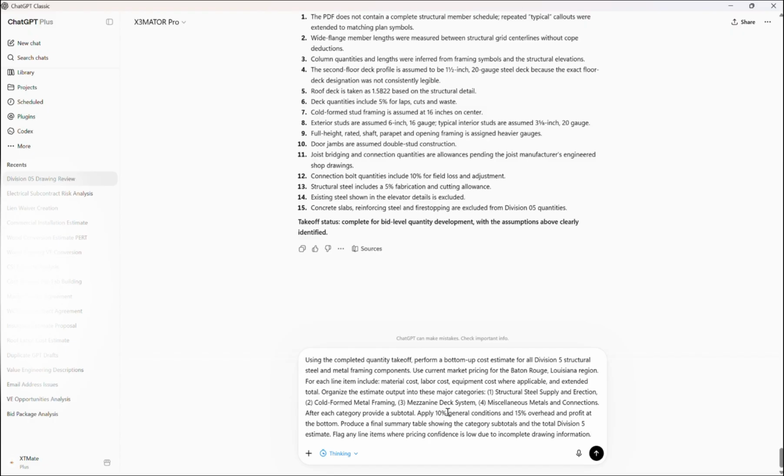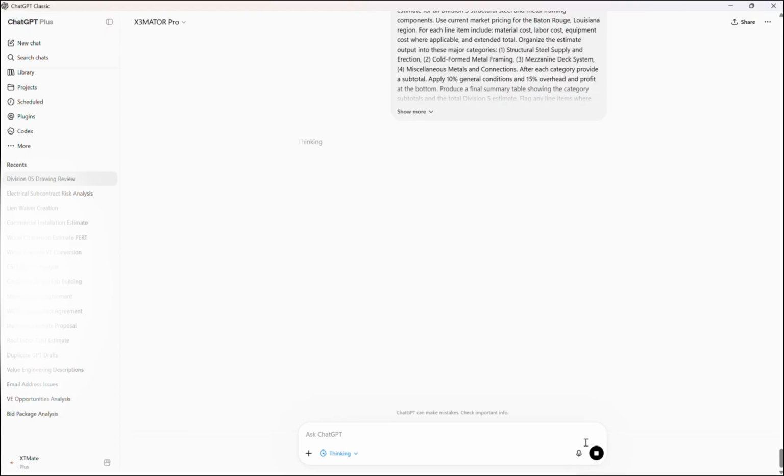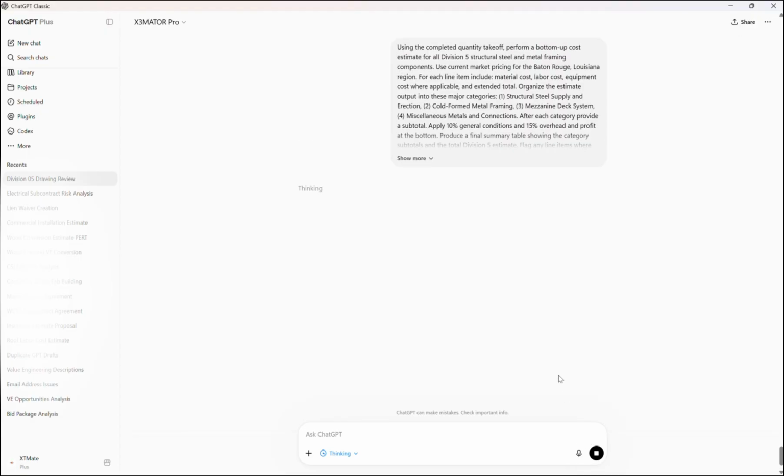One more thing worth pointing out, I told it up front to note where drawing information is incomplete. That instruction pays off later because those gaps become documented assumptions instead of silent guesses. Keep that in mind as we move to the takeoff. The review checks out, so we move to prompt 2.